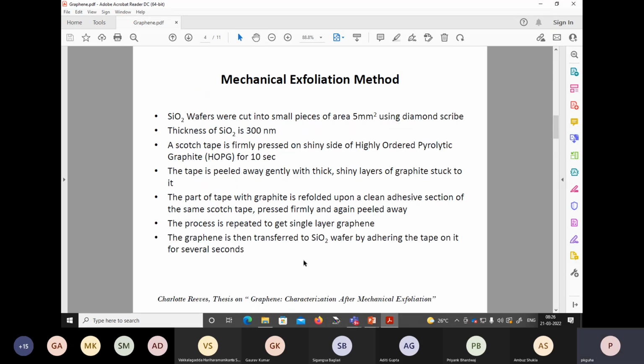Here also you can see lots of papers on this particular method. Okay, there are lots of papers published from the University of Manchester at the beginning of 2000. So you can see them from the group of Manchester, Andre Geim and Novoselov's group. There are lots of papers there.